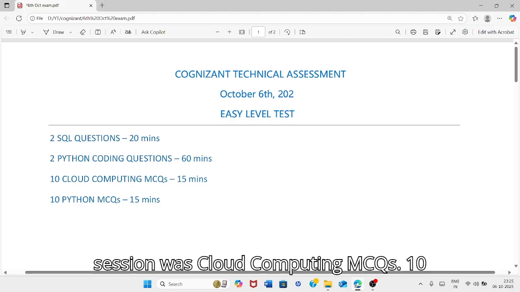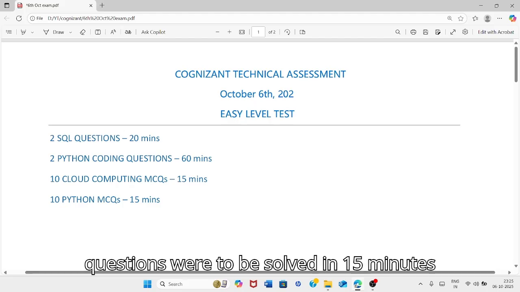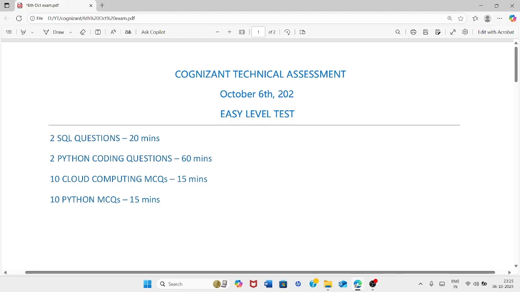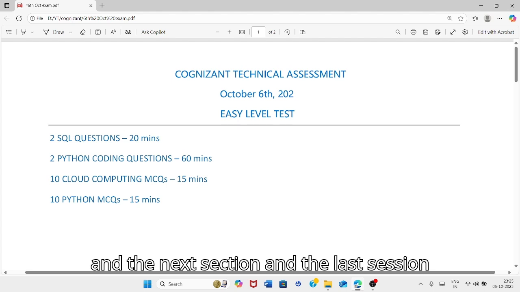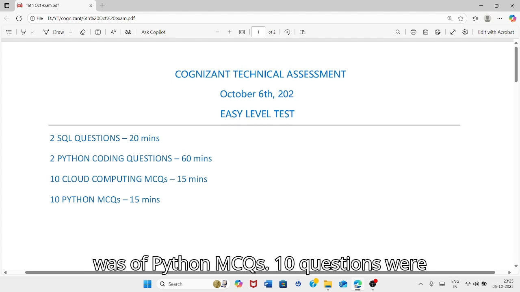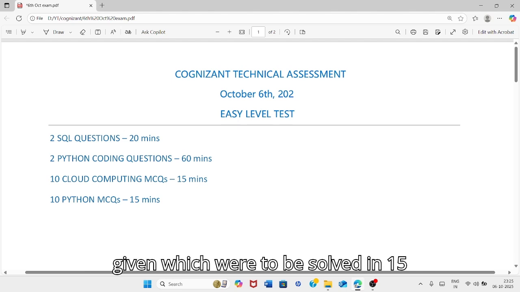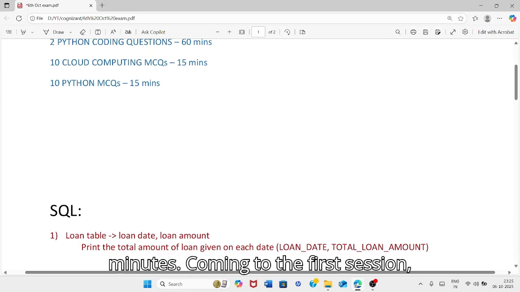The third session was cloud computing MCQs. 10 questions were to be solved in 15 minutes. And the last session was of Python MCQs. 10 questions were given, which were to be solved in 15 minutes.